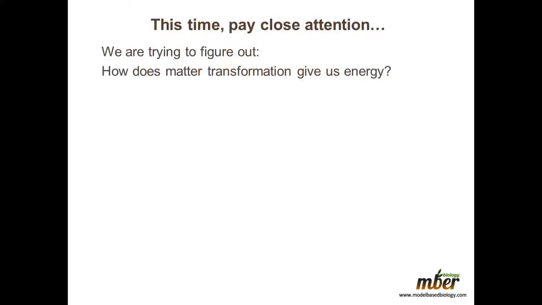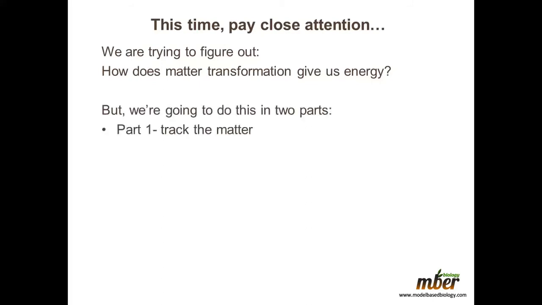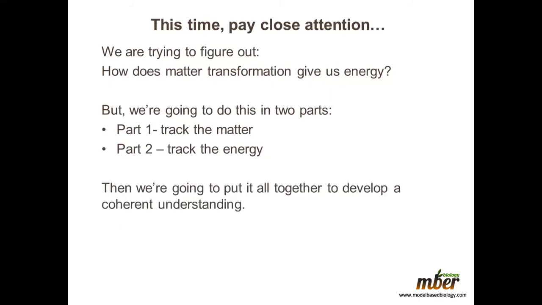We're trying to figure out, how does matter transformation give us energy? Okay, how does matter transformation give us energy? We're going to do this in 2 parts. First, we got to track that matter. So what's the matter you're going to be tracking? Well, the C's, the H's, and the O's. And then the second, we're going to be tracking the energy. Okay, so we're tracking the matter, and then we're going to be tracking the energy. And then we're going to put it all together to develop one full understanding of how it works.